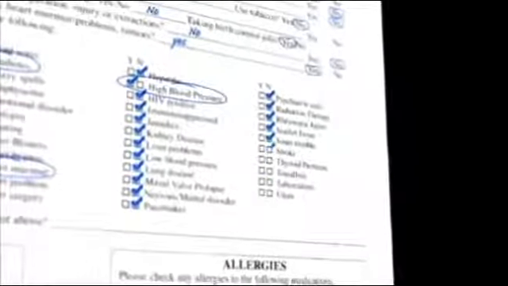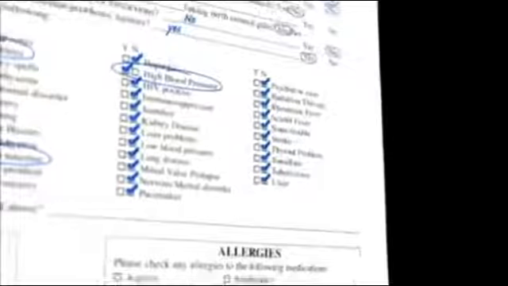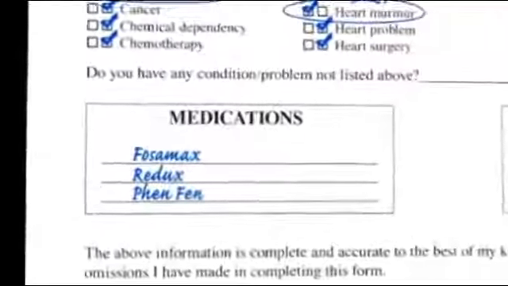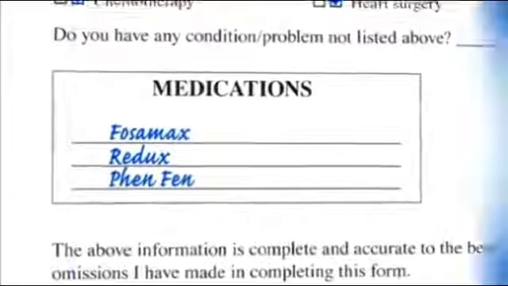You should also inform your dentist of any medications you are currently or have previously taken, such as Redux, fen-phen, blood thinners, or importantly, medications that contain bisphosphonates, like Fosamax.